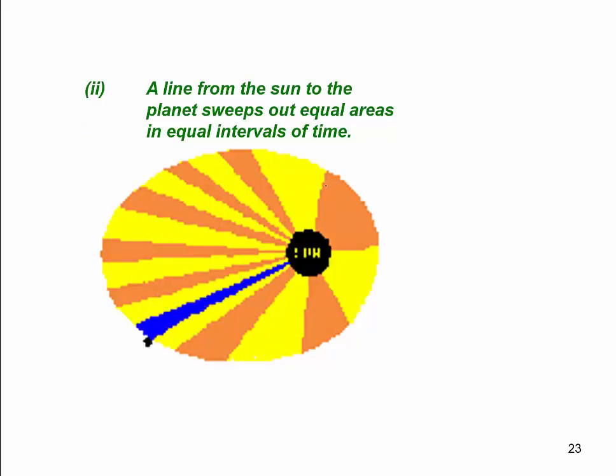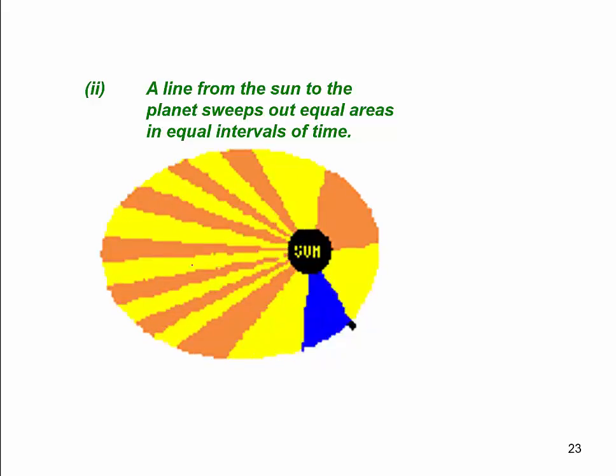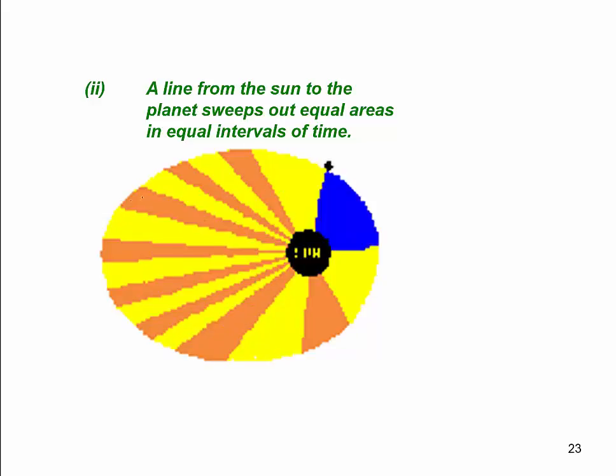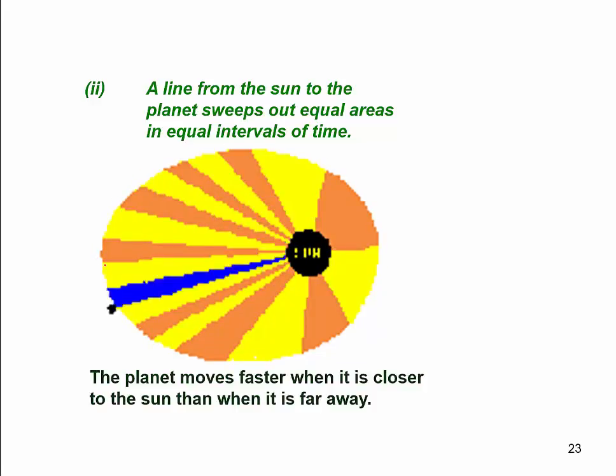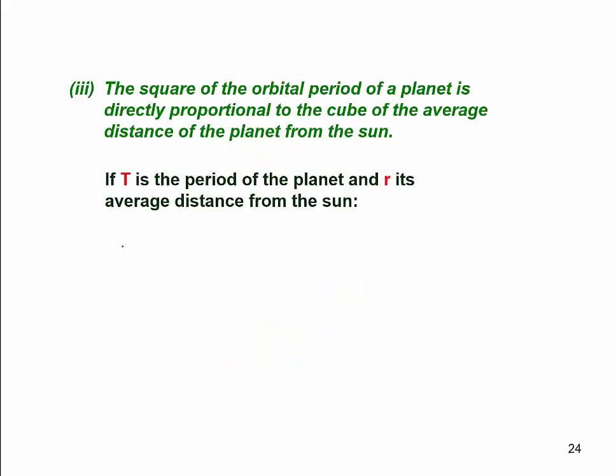Second law says the planets describe equal areas in equal intervals of time. That means as the planet gets closer to the sun, it moves faster. And when it goes far away, it goes slower. And what does the third law say?